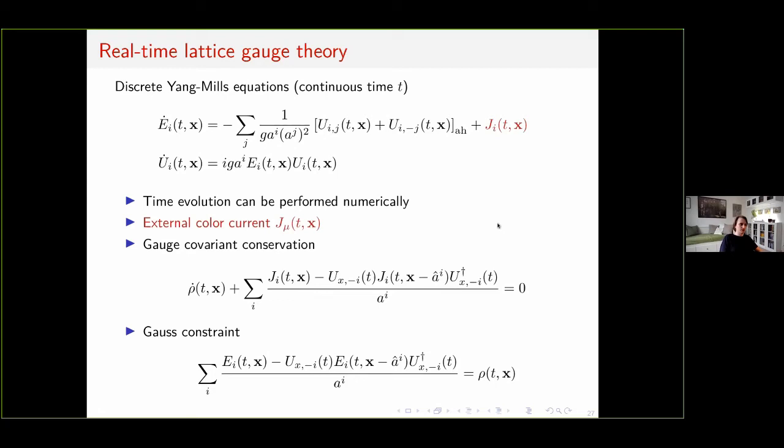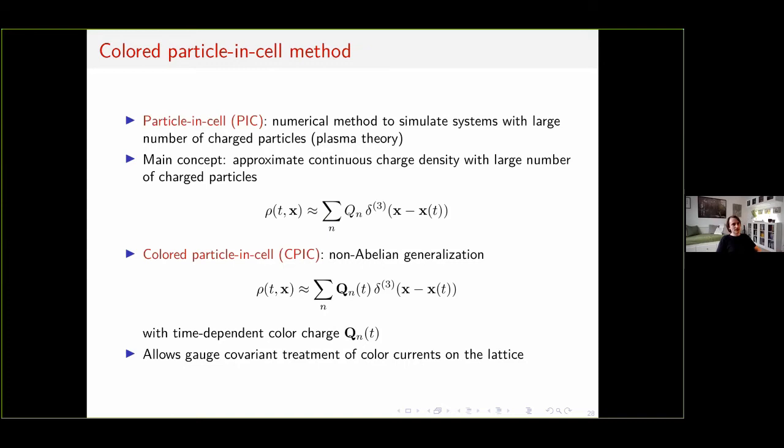So how does one now actually deal with these currents in a simulation? Well, this is the colored particle and cell method. So particle and cell, that's a numerical method that actually stems from plasma simulations, so electromagnetic plasmas. The main concept is basically that you want to approximate your continuous charge density with just a large number of discrete charged particles, point-like particles. And if you do that, of course, you can simulate things like plasmas where you have lots of charged particles coupled to the field.